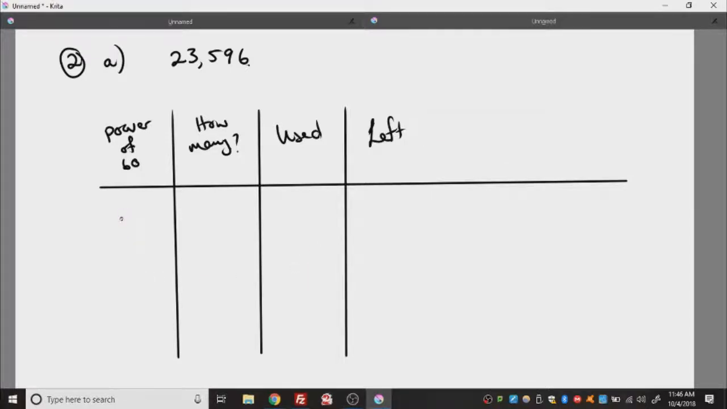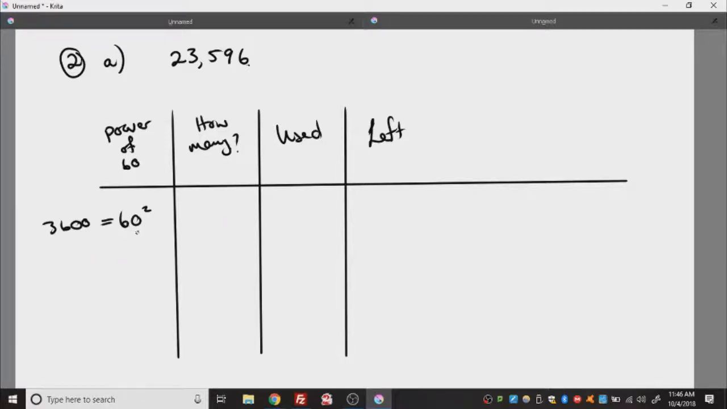So I need to know what is the largest power of 60 that can fit in there. So I do know 60. The next one is 3,600. We've learned the next one is 216,000. And that's too big, right? That's too big. So the largest power of 60 that can fit in there is 60 squared. And that's 3,600. We're not going to go past 216,000, so don't worry. It's just, if you can do the small numbers, you can do bigger ones.